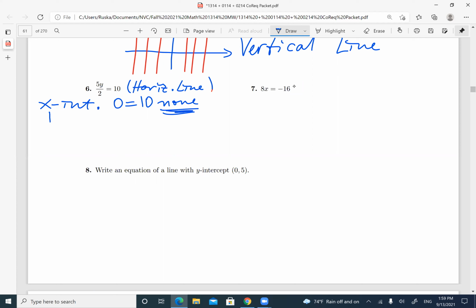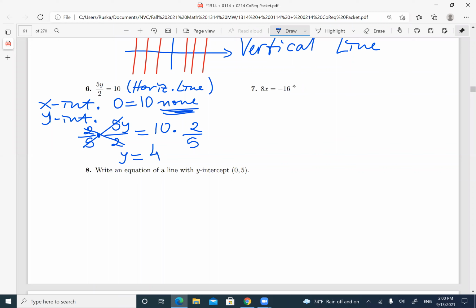And let's find the y-intercept. Finding the y-intercept, you're going to replace x with 0. Okay, there's no x, so there's nothing to replace, but I can still solve it. I can find y. And how do you do that? You can multiply both sides by 2 and divide by 5, or multiply by the reciprocal. Cancel 2, cancel 5, and you get y equals 4, right?